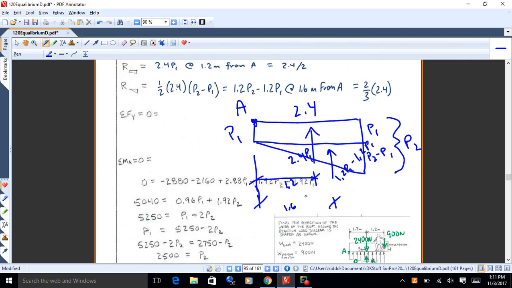And I've only got two unknowns, P1 and P2, but I don't really have an x equation I can write for this thing. There's nothing at all going on in the x direction. So that leaves me two equations to solve for the two unknowns. And so the two equations are going to be sum of Fy is 0 and sum of Ma is 0. So that's how I would approach this.